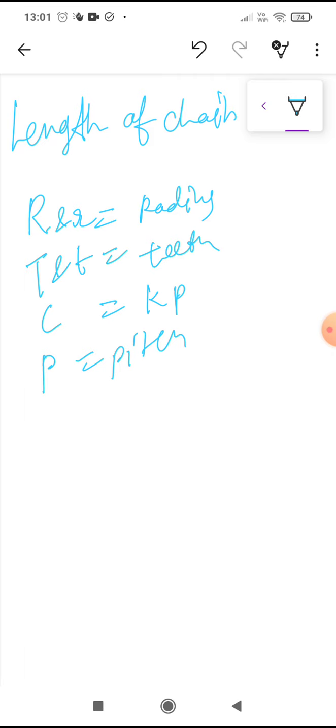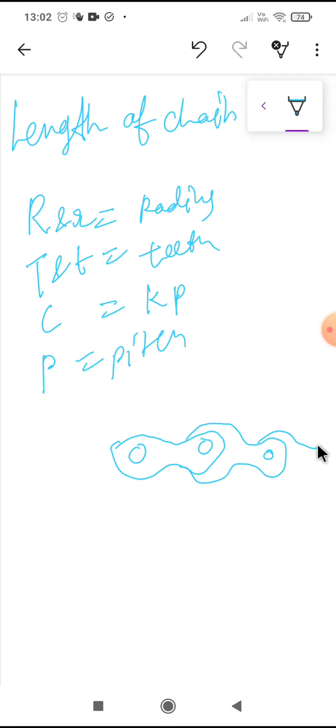If I want to draw it for you to explain, you must have seen a chain, but a chain is somewhat like this in shape. These are a few circles, and from here another pair moves ahead, and from here another pair moves ahead.